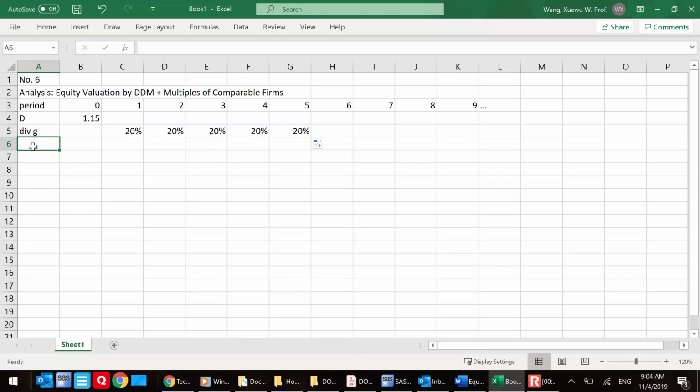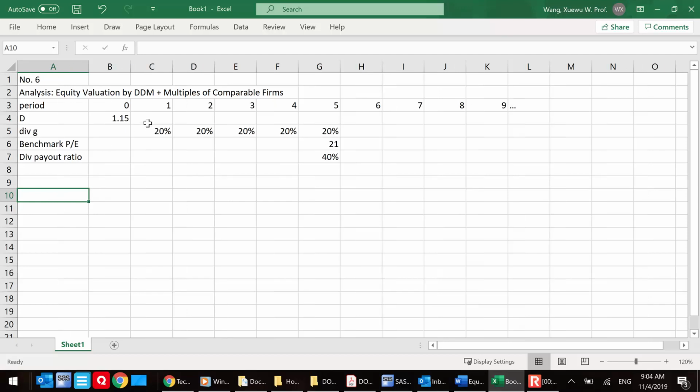So the benchmark PE ratio in 5 years is going to be 21, and the dividend payout ratio, we all know what that means, in 5 years is going to be 40%. And investors' required rate of return is 12%. So the question is, what is the stock price in 5 years and what's the stock price today? Let's look at what we have here.